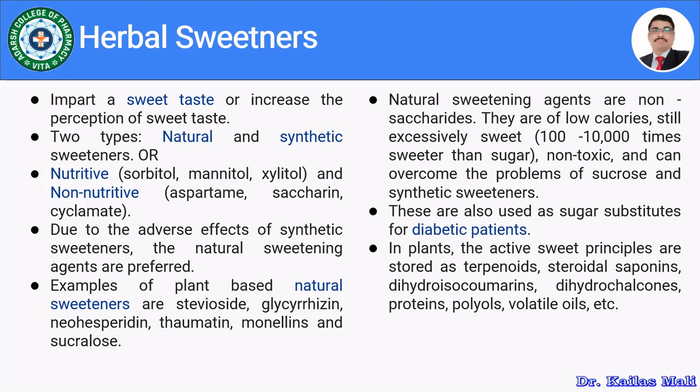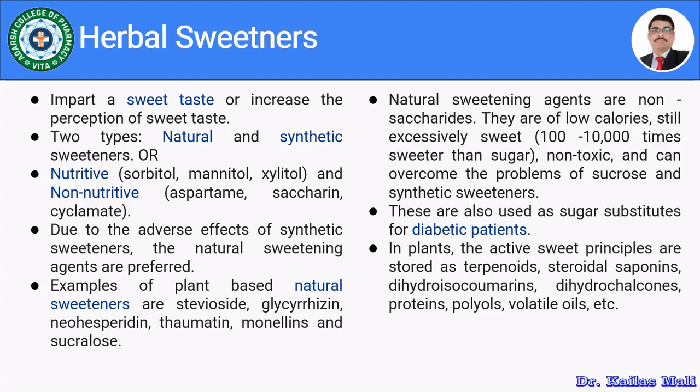Due to the adverse effects of the synthetic sweeteners, natural sweeteners are gaining popularity. As you know, the synthetic sweeteners like cyclamate, sodium saccharin, or aspartame all give some of the adverse effects or toxicities.